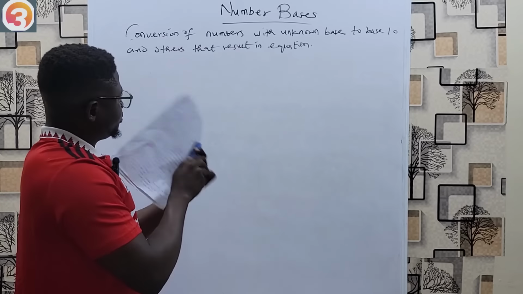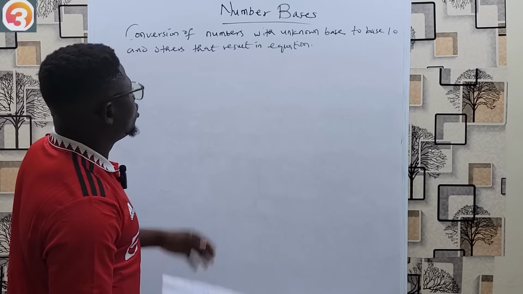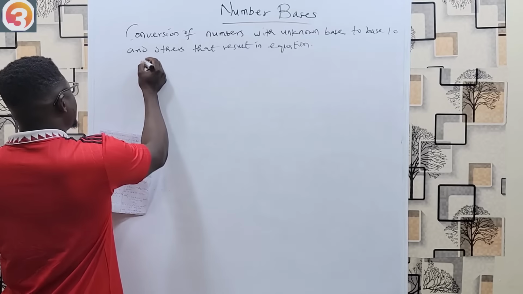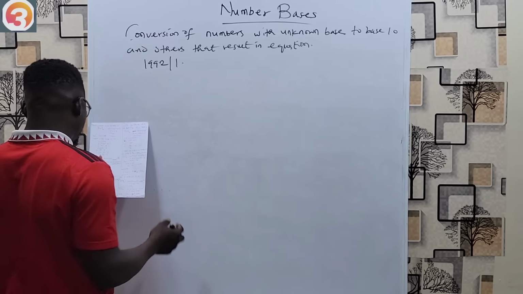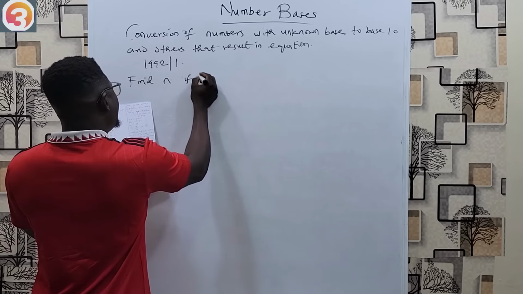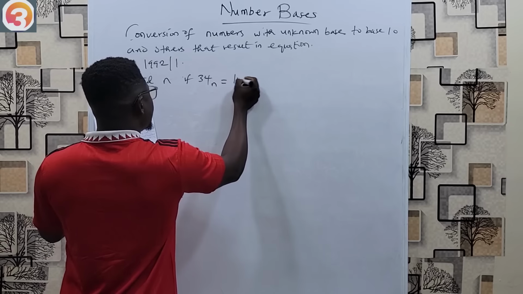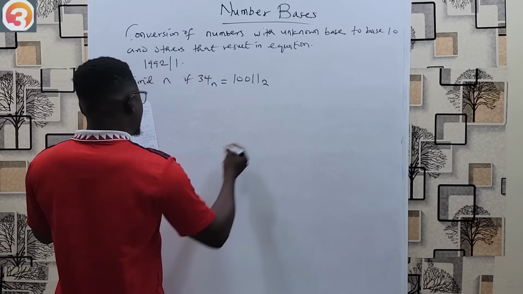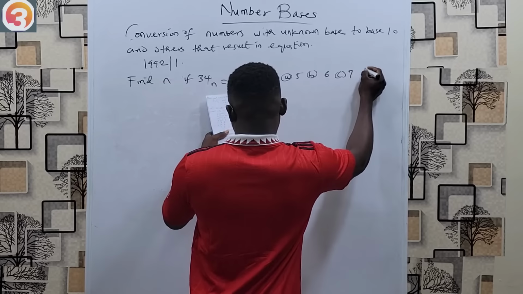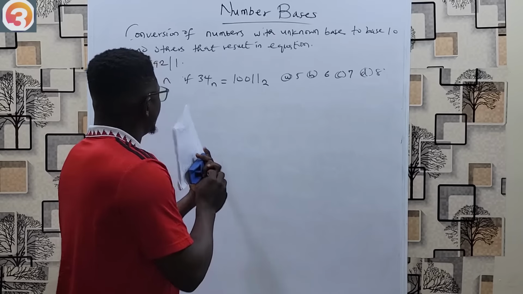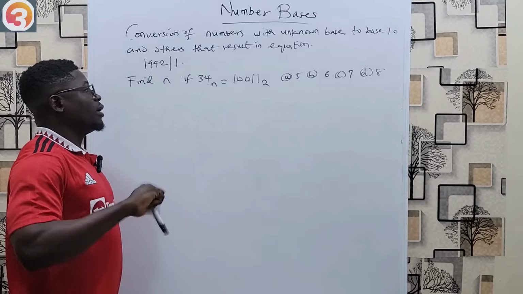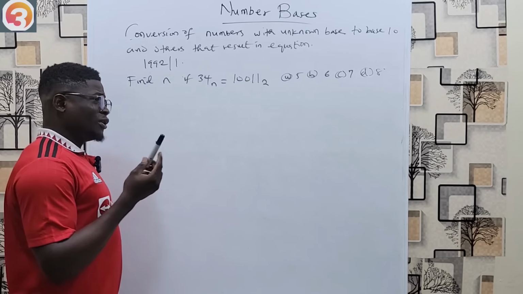All right, so we'll do this conversion of numbers with unknown base to base 10 and others that result in equation. Let's take an example. This is 1992 question 1. They said find n if 34 base n is equal to 10011 base 2. A is 5, B is 6, C is 7, D is 8. So we should find n if 34 base n is equal to what? 10011 base 2.